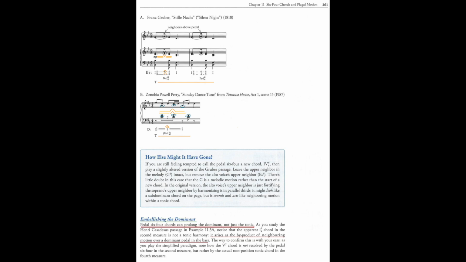Now, let's look at letter B. This is a piece by a composer that I have not yet become acquainted with, Zenobia Powell Perry. The piece goes like this: D major. Play it again. Okay, so you've got D major, D chord. Now the 6-4 motion, I've circled it in the blue notes. The alto part went A, B, A, and the tenor part went F sharp, G, F sharp. They're buried in the middle of the texture, but you can see how that motion goes.